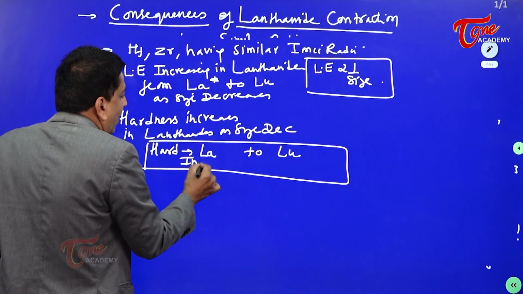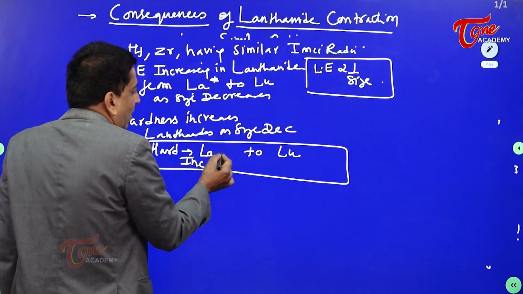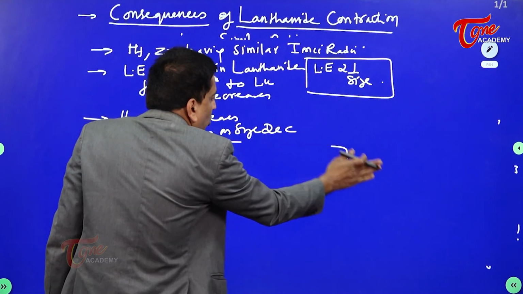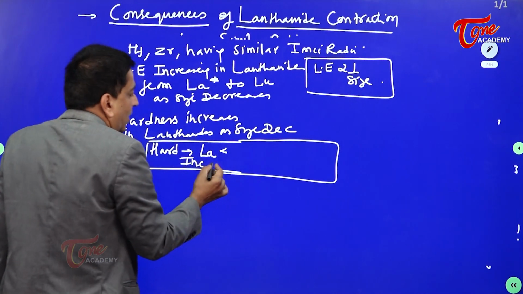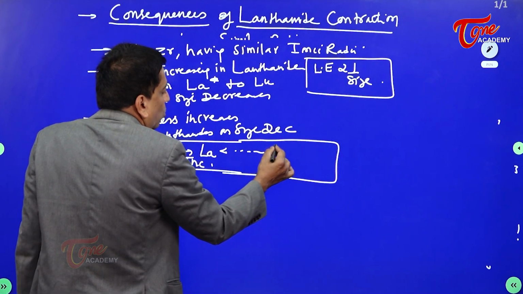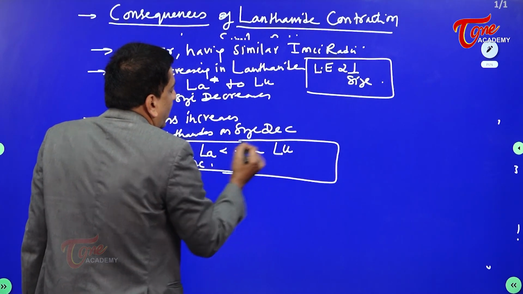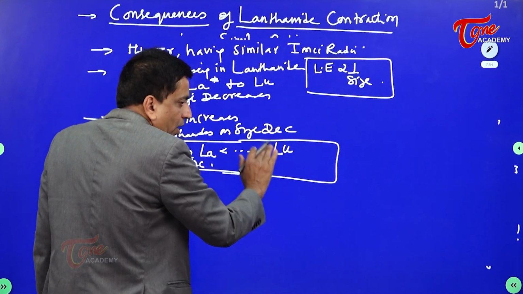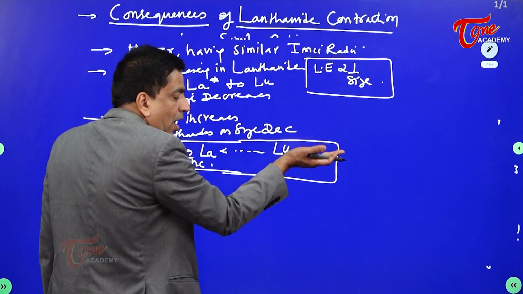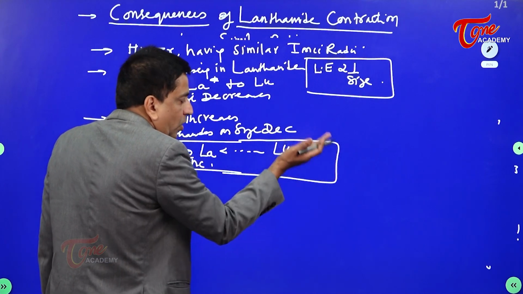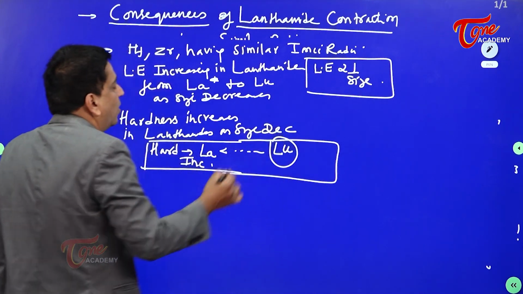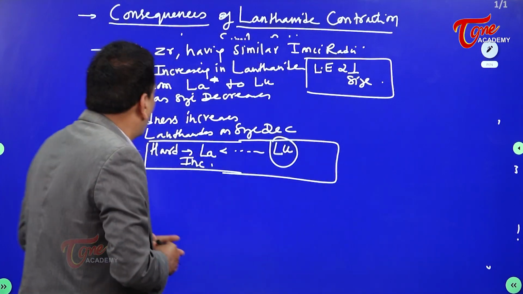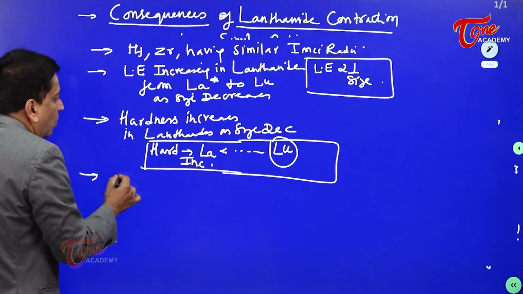Hardness increases, right? So lanthanum is less hard compared to lutetium, you must understand. As the size is decreasing, density is increasing, and hardness is also increasing. So you can actually see lutetium is much harder compared to lanthanum, you must understand.